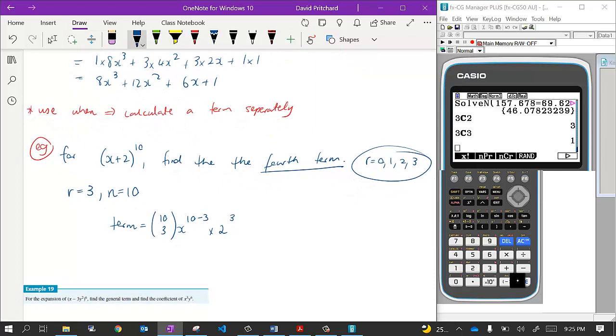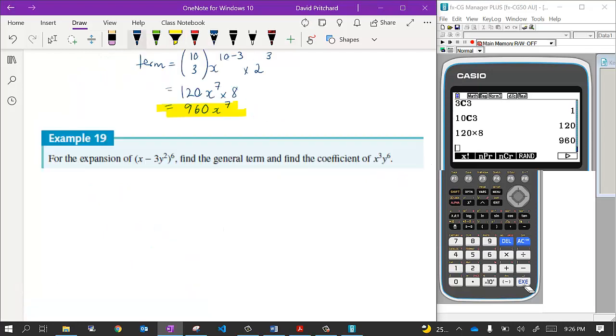So we're just stepping straight into that general rule. This is obviously n take r, this is r, and those a and b terms. So if we look at 10C3, that's 120. So we've got 120 x to the power of 7 times 2 cubed, which is 8. And we've got 960 x to the power of 7. Right, so that's one thing we can use to find a term within an expansion, and that's probably a nice simple focus.